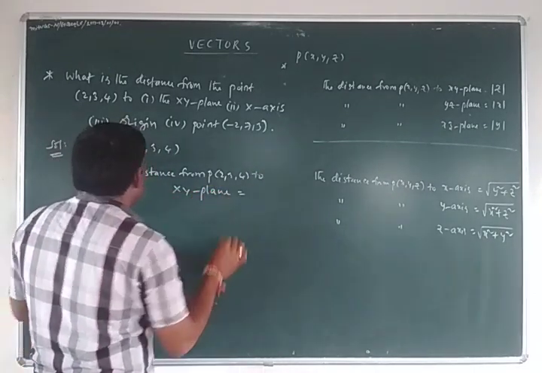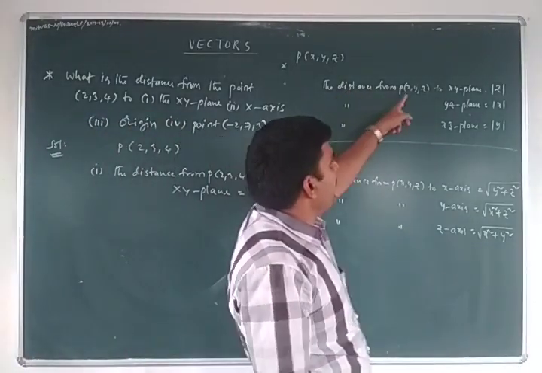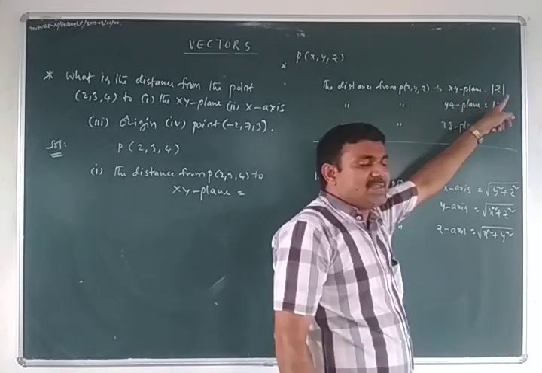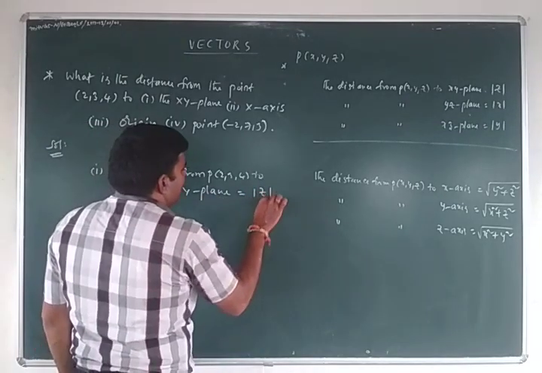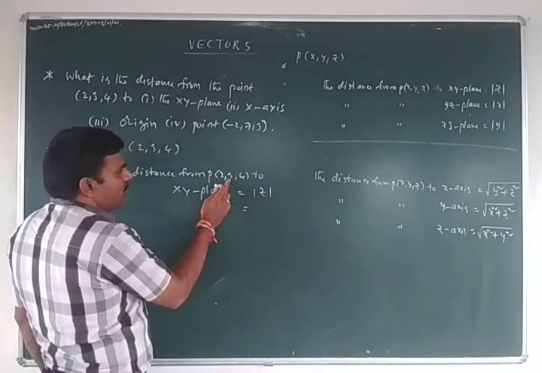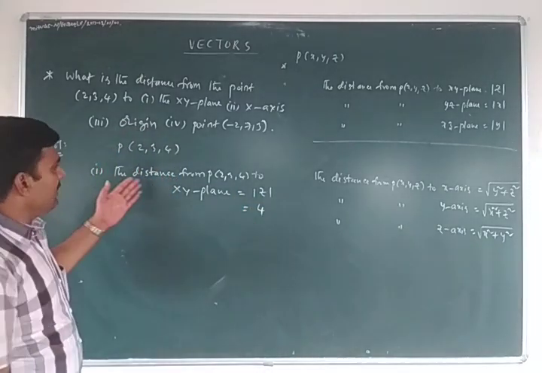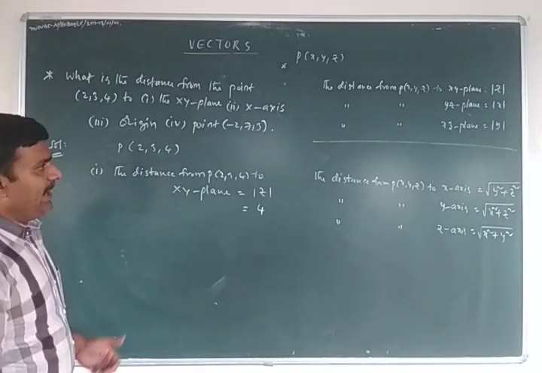Previously we studied the distance from a point to the xy plane. The distance from (x, y, z) to the xy plane is mod z. So the formula here is mod z, which is nothing but, here (2, 3, 4), the z value is 4. Therefore the answer is 4. So the distance from the point to the xy plane is 4.